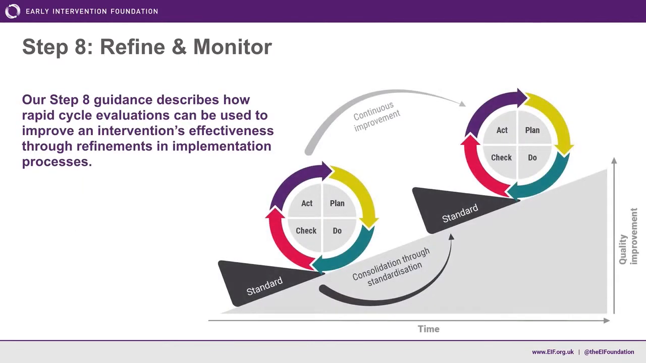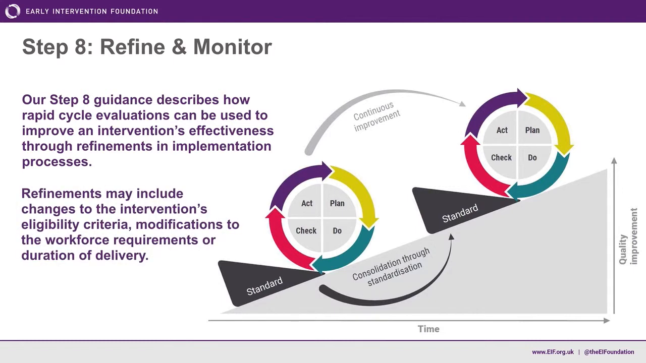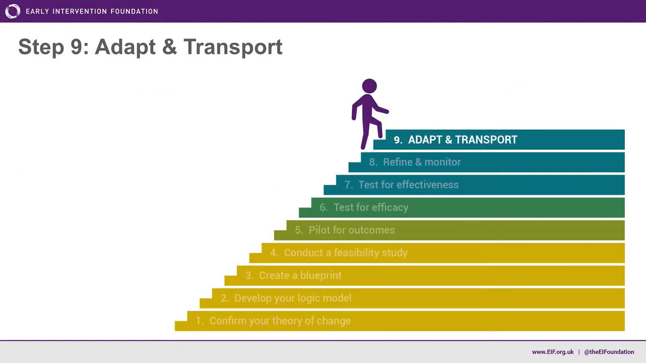Our Step 8 guidance also describes how rapid cycle evaluations can be used to improve an intervention's effectiveness through refinements in implementation processes. These refinements may include changes to the intervention's eligibility criteria, modifications to the workforce requirements, or duration of the intervention's delivery.